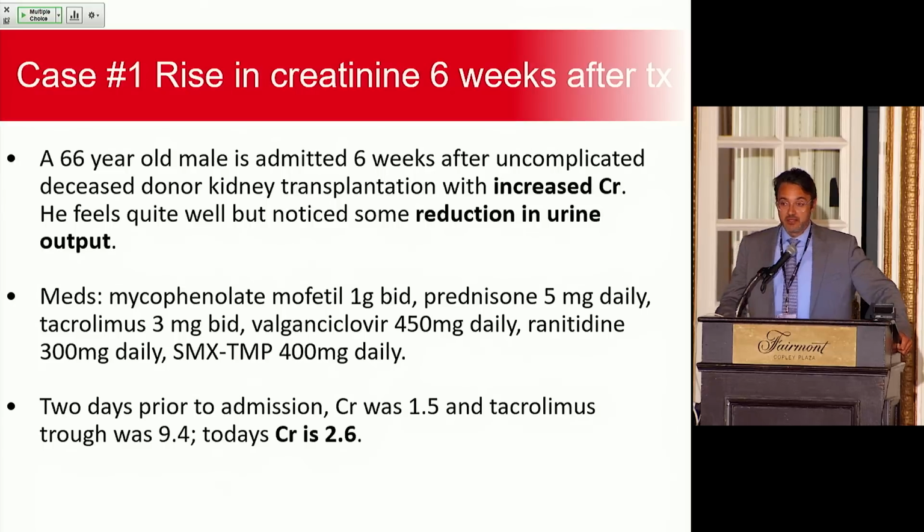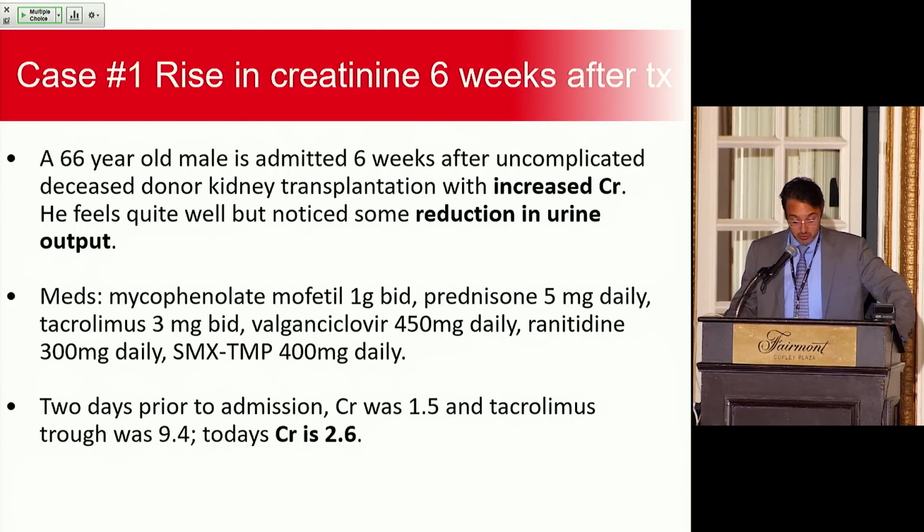Let's start with a 66-year-old male who was admitted 6 weeks after uncomplicated deceased donor kidney transplant with an increase in creatinine. He feels quite well, but he noticed a sudden reduction in urine output. So urine output is one thing that we definitely reinforce patients to keep an eye on, in particular early after transplant, as being one of the big red flags for them to come in. He was on mycophenolate, prednisone, and tacro, prophylaxis valganciclovir and Bactrim, and was also on ranitidine GI protection.